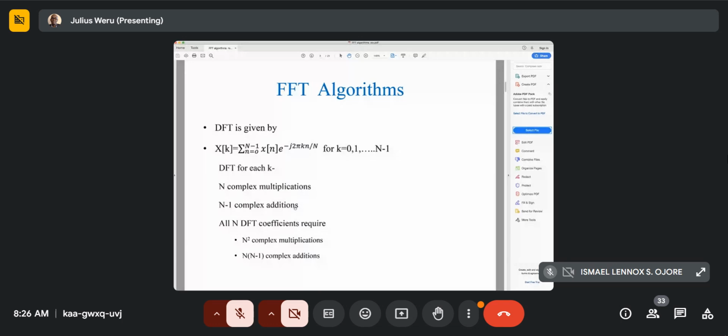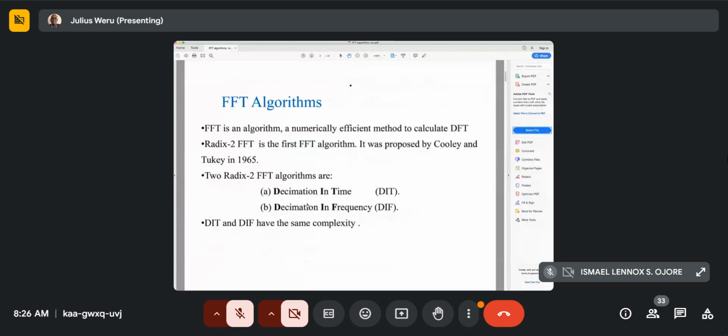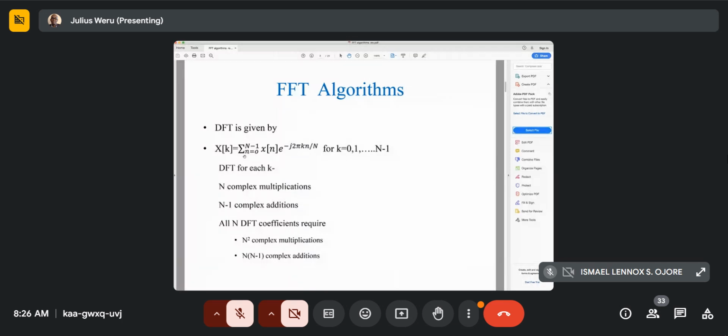So let's look at how it works, what it actually is. From the definition of the DFT, X of k is a summation from n equals 0 to N minus 1 of x of n, e to the minus 2 pi kn over N. And that's like we have seen before.